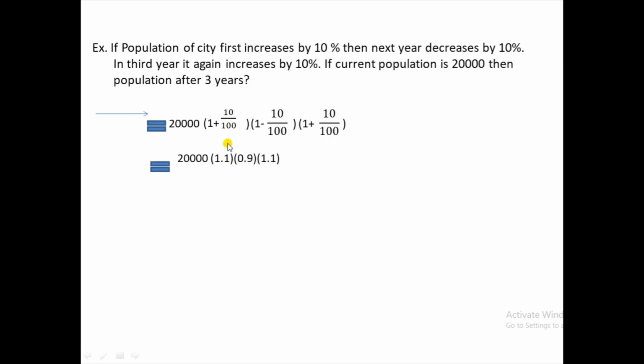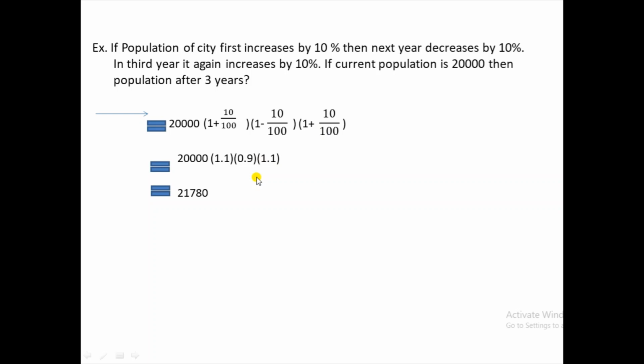Okay, so how to solve this? First of all, the original population is P, 20,000. Let's take the first year, increased by 10%, so it is 1 plus 10 by 100. Then the second year it is decreased by 10%, so 1 minus 10 by 100, and in the third year it is increased by 10%, again 1 plus 10 by 100.